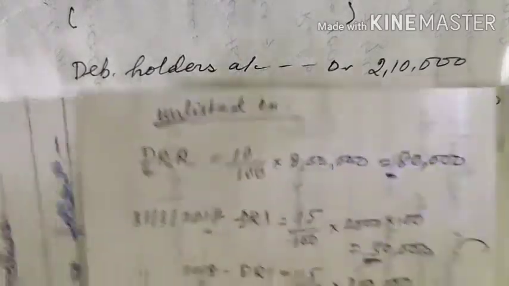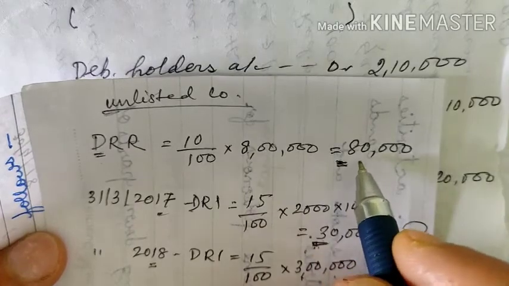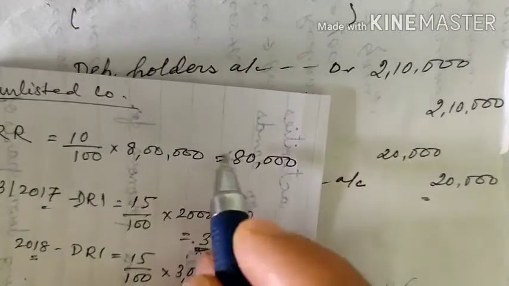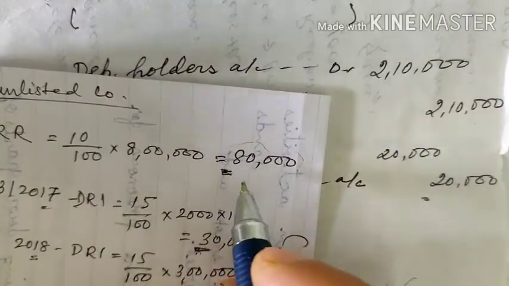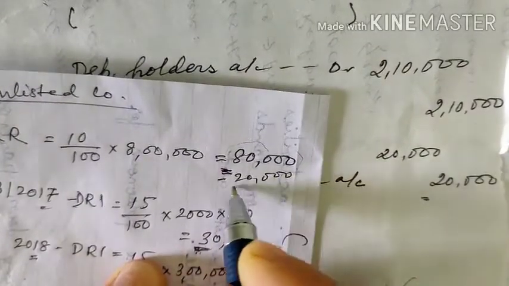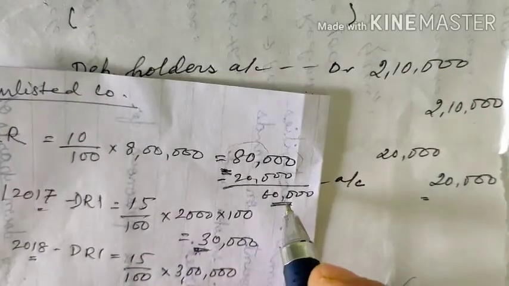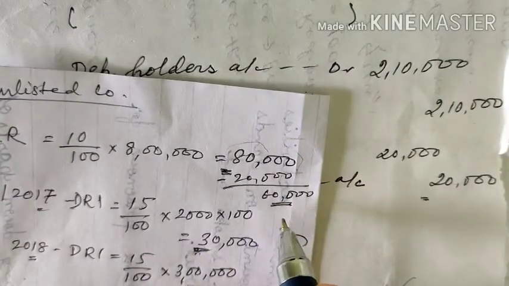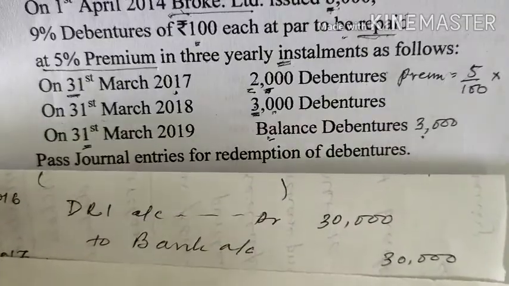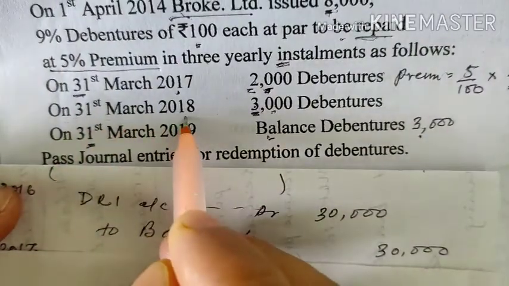So one thing here, we have DRR, which we have already calculated before the redemption. It is 80,000. So this 20,000 is transferred out of this 80,000, right? So now the remaining balance, 20,000 is transferred, so I minus this one. So the remaining balance is 60,000. So this 60,000 is the remaining balance for the next two installments, right? Now we go to the next installment, your next installment redemption is 31st March 2018.